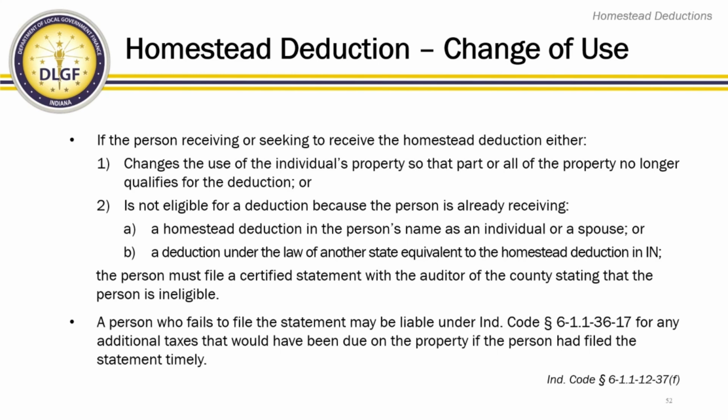So with change of use, similar to other deductions or even property exemptions, if there's a change in the use or it's no longer someone's principal place of residence, or they're planning to receive another deduction in another state, the obligation is on the taxpayer to notify the county of the change in use or the claiming of another deduction. Failure to notify the county may result in the taxpayer having additional taxes or penalties for improperly receiving the homestead deduction.